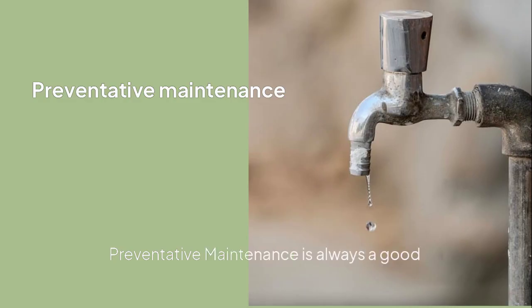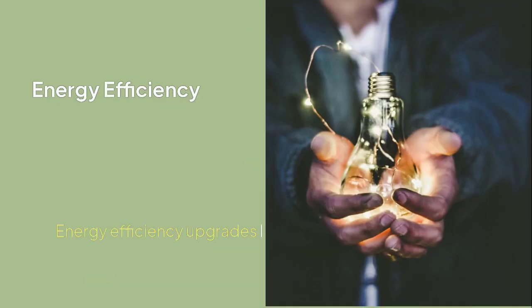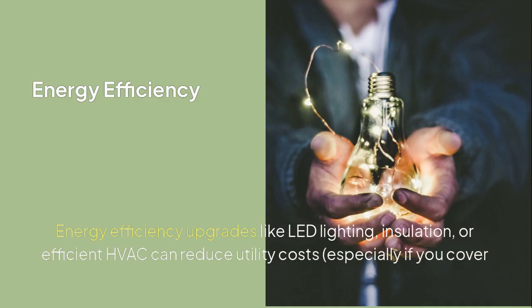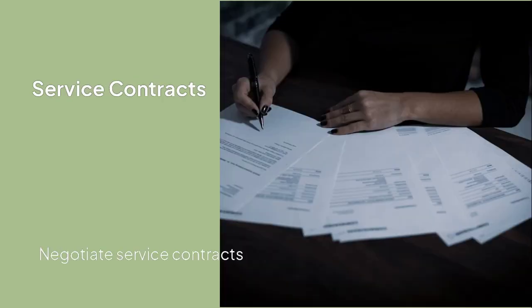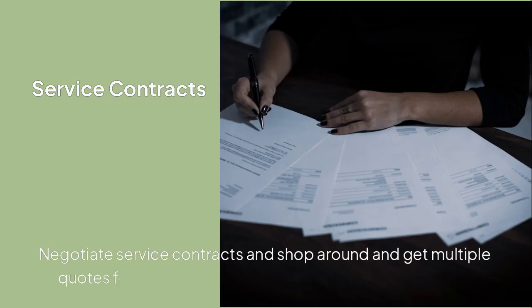Preventative maintenance is always a good one. Regular maintenance reduces costly repairs. Energy efficiency upgrades like LED lighting, insulation, or efficient HVAC can reduce utility costs, especially if you cover them. Negotiate service contracts, shop around and get multiple quotes for property management, repairs, and insurance.